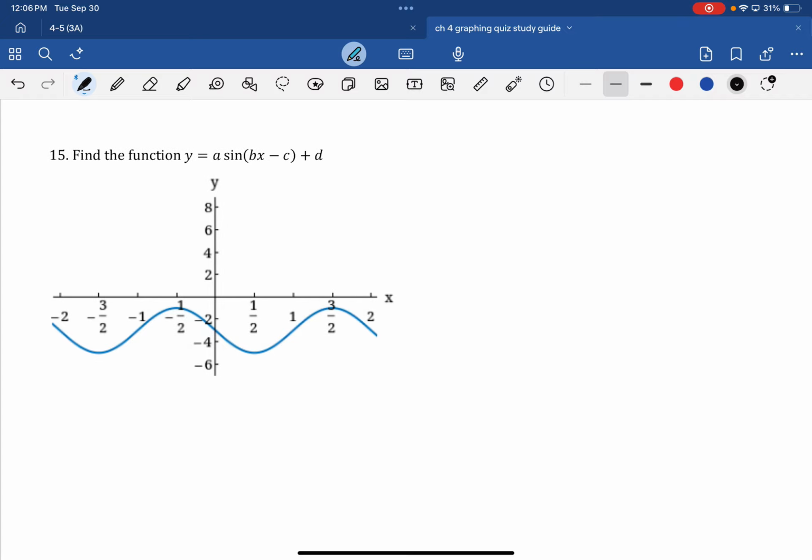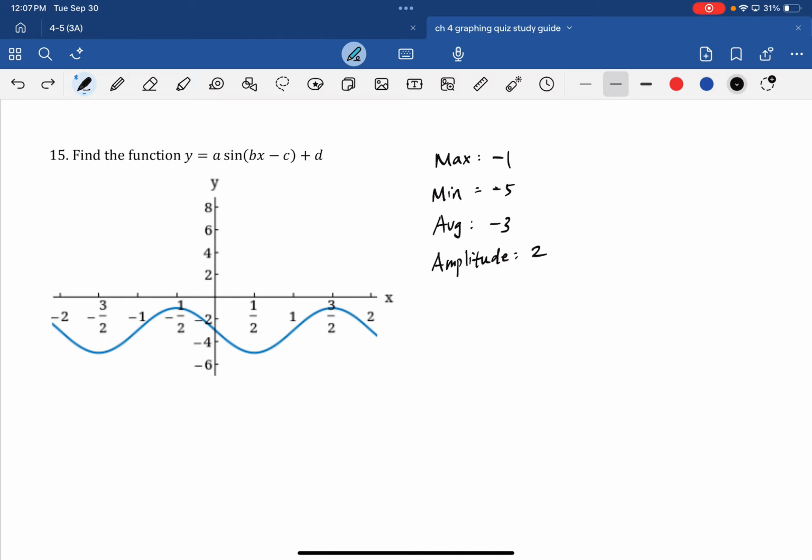Okay. Let's do the vertical transformations first, because that's easier. Can somebody tell me the maximum? 1. Minimum? Negative 5. Average? Negative 3. So the amplitude would be, remember, it's always positive, so amplitude is 2. So that gives me the vertical stuff. So I know that A has to be equal to 2 and D has to be negative 3. So that's easy.